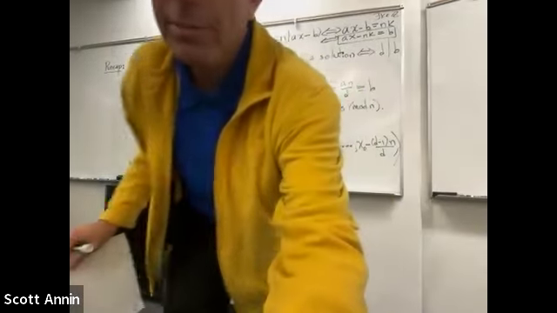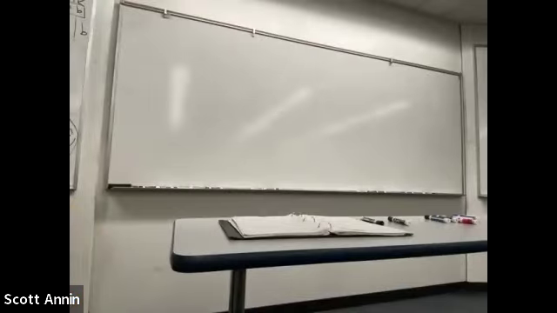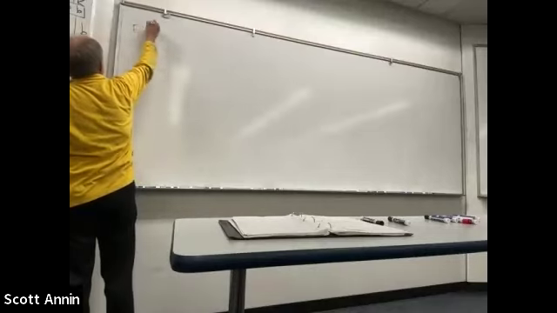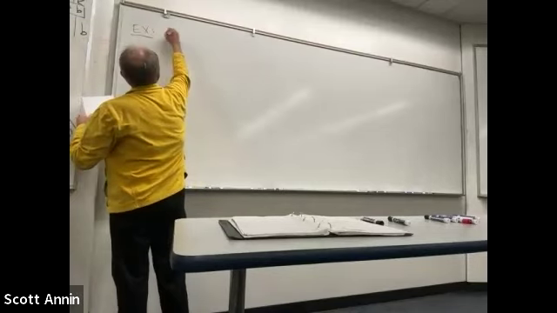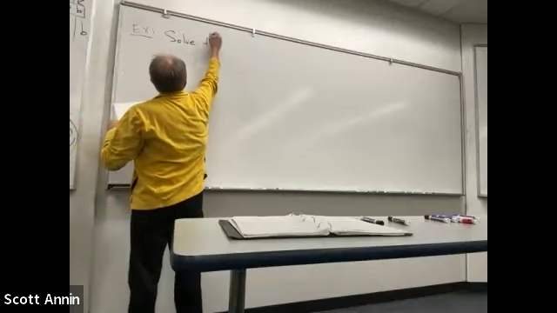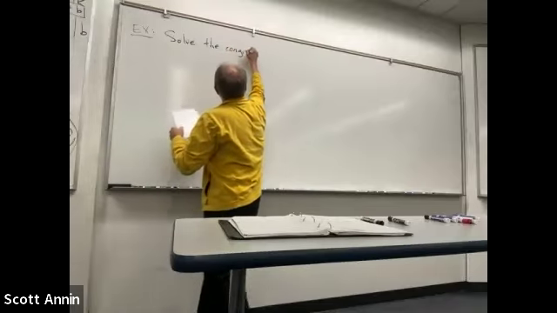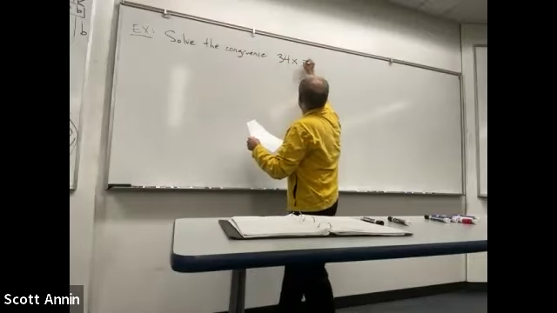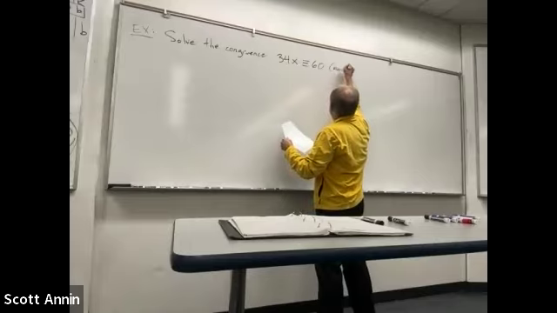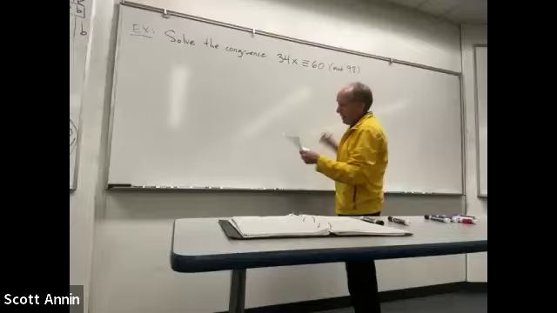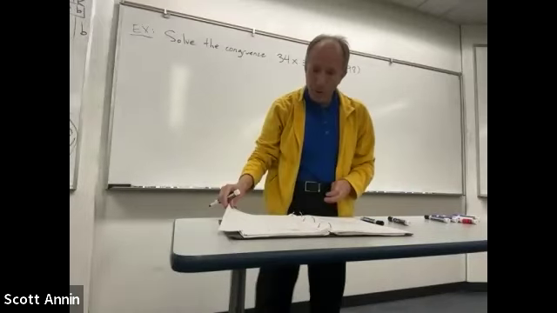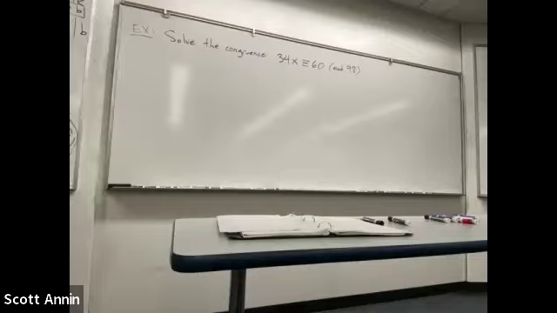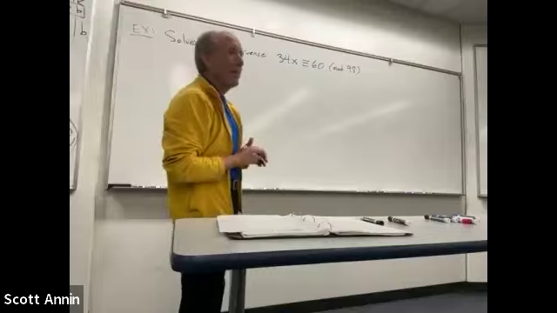I'm going to come over to this next board here. Try to keep this thing from teetering over. So let's do an example. Let's solve the congruence 34x is congruent to 60 in mod 98. So suppose that that comes across our radar and we would like to solve this one here.